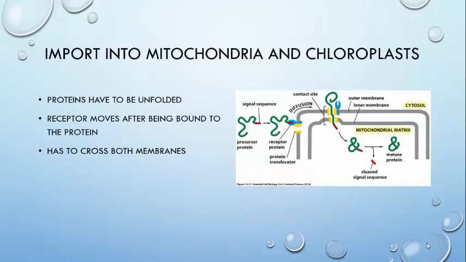Now let's look how proteins are imported into mitochondria and chloroplasts. Because they also have double membranes, the import into these organelles differs from other organelles. The protein in this case is completely unfolded. The signal sequence binds to the receptor protein. This protein will then move across the membrane to the contact site. At the contact site, the protein is moved across both membranes simultaneously through the protein translocator. This will then move the protein into the matrix or the stroma, where it is refolded and the signal sequence is removed to be recycled.